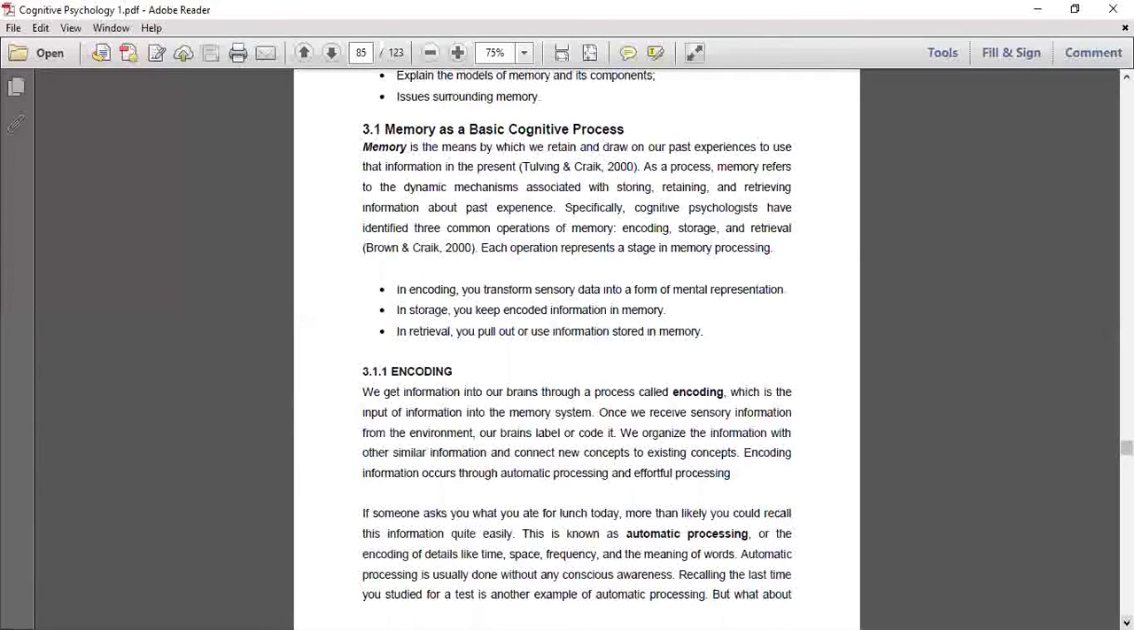In encoding, emotions may play a role. Mental representations may also play a role. Acoustics play a role, as well as meaning. For example, when someone asks you what you ate for lunch today, something which happened today, you will recall it quite easily since it's an automatic process, and the details about time, space, frequency, and meaning of words are all engulfed in the same scenario. But if we ask you tomorrow, you may still remember, but some facts depend on the situation, how vivid the situation was.